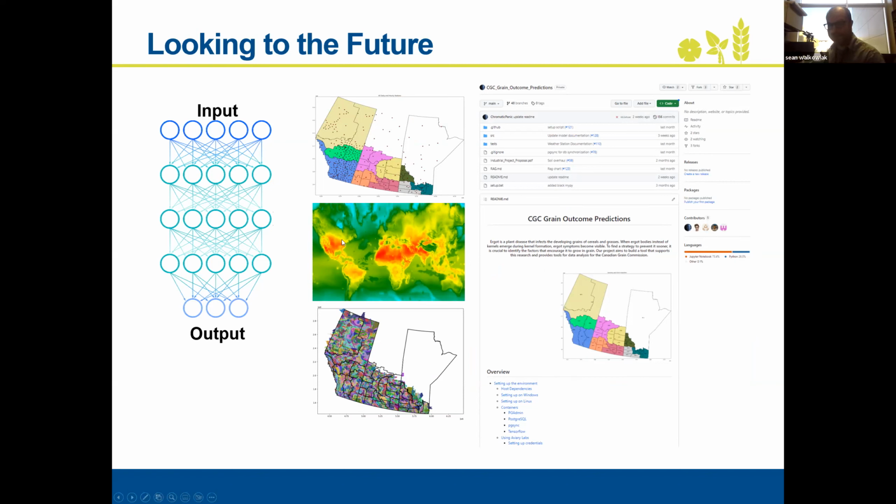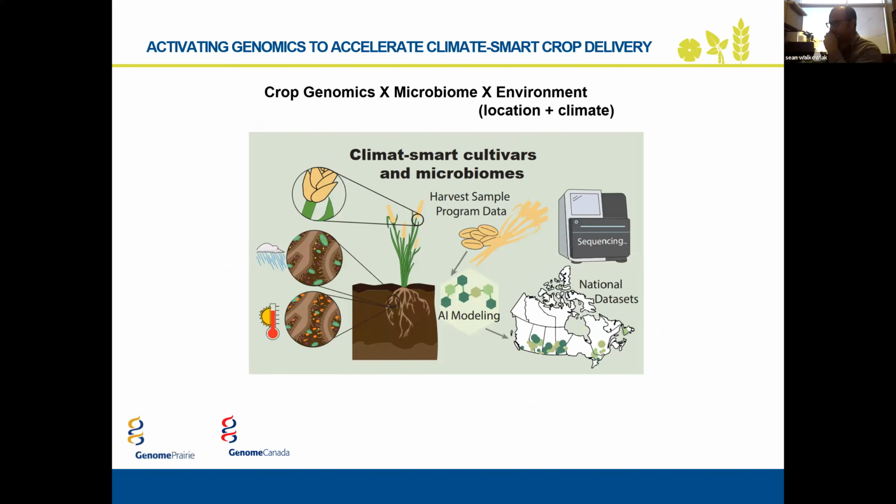So each one of these pixels is 9 square kilometers, and we can aggregate data for precipitation and humidity by different regions. We can combine it with soil type data, and we've written some code to automatically pull all this data with the fusarium data, put it into models, and do different types of predictions. This is part of a project that was just announced with Genome Prairie and Genome Canada to look at climate smart microbes and microbiomes, and to do all this genomics on the crop side, looking at microbe and environment interactions.